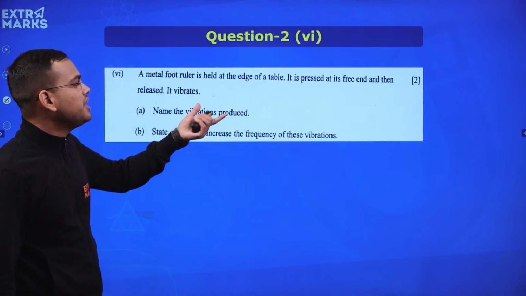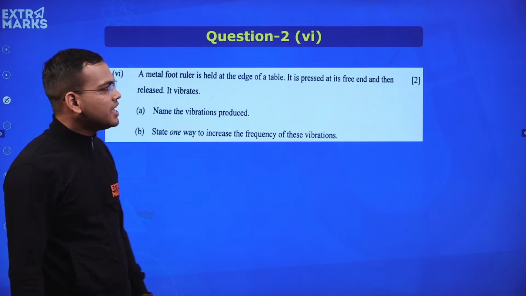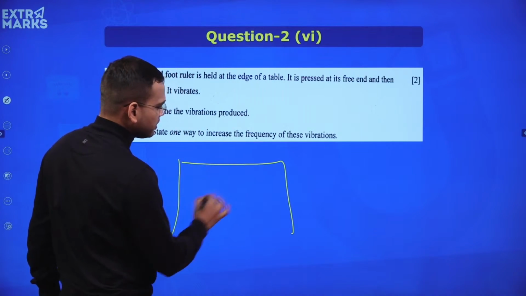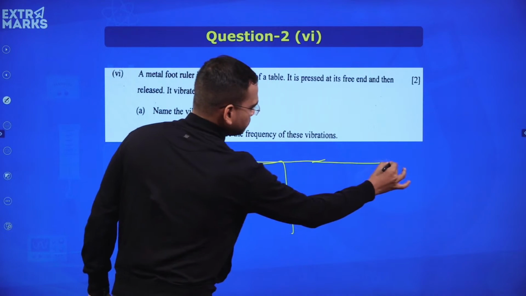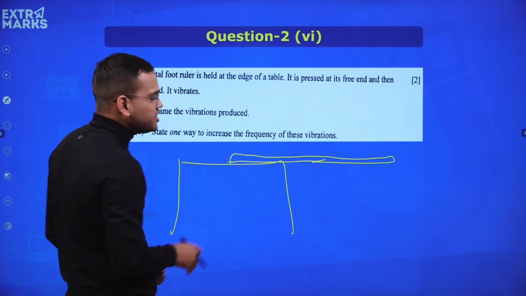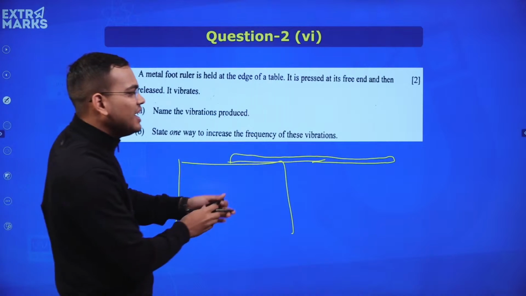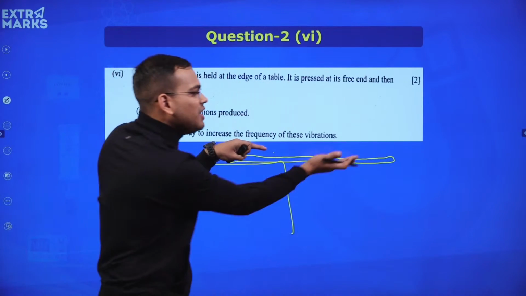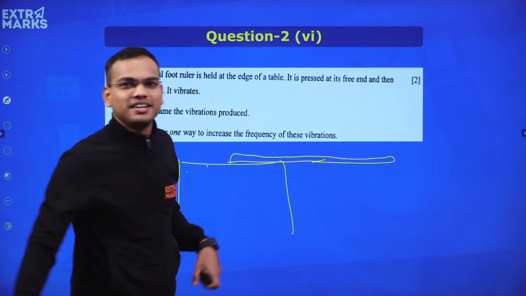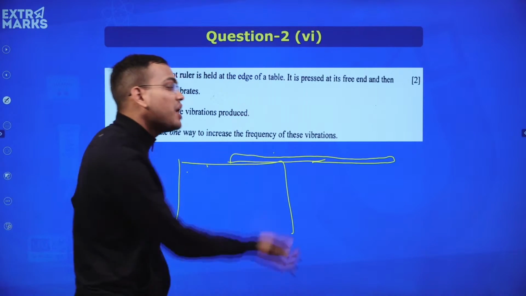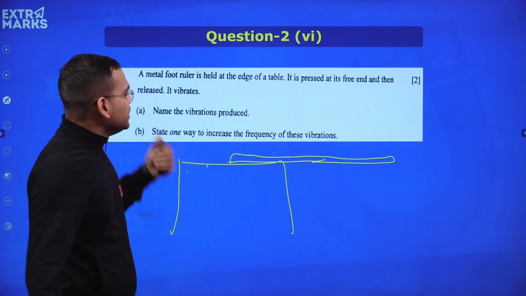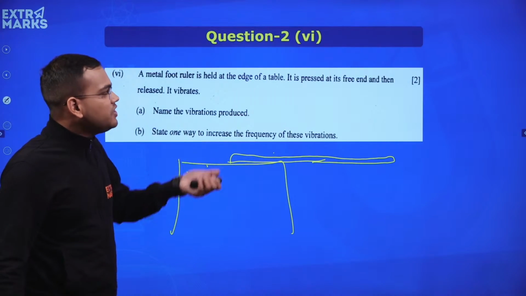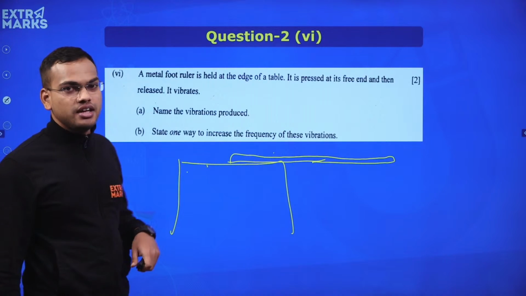A metal foot ruler is held at the edge of a table. If it is pressed at its free end, let's say this is a table. This is a metal ruler. Sometimes you hold it with your hand on the table and you keep it bent, you bend it like this and then suddenly you leave it. Then what will happen to this part? It will start moving like that. Why? Because vibrations are set up in that. So the metal foot ruler is held at the edge of a table and it is pressed at its free end and then it is released, it vibrates.